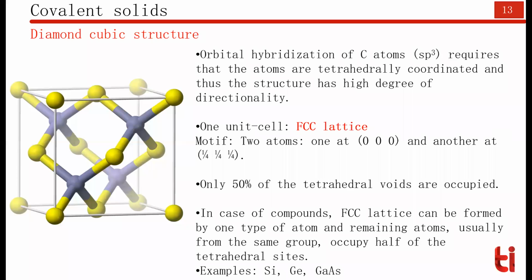The first important crystal structure which many covalent solids form is called the diamond cubic structure. If you remember, when we were studying structural analysis through X-ray diffraction, we referred to the rules for the diamond cubic structure also. At that time, I told you that it is a variant of the FCC structure, and the exact structure we would study later. So in today's class, we are going to understand the diamond cubic structure.